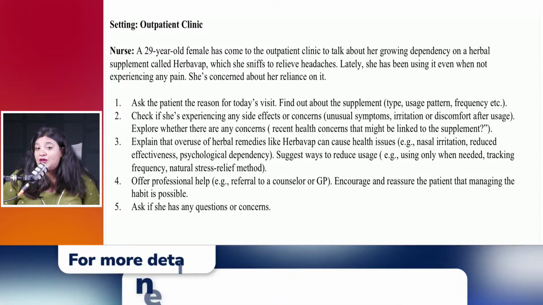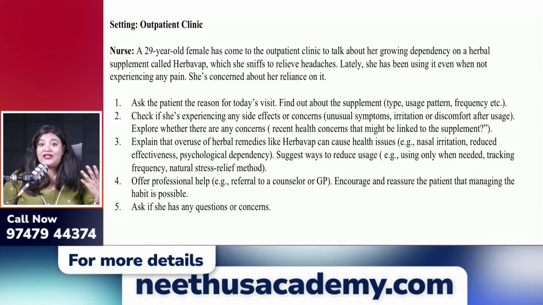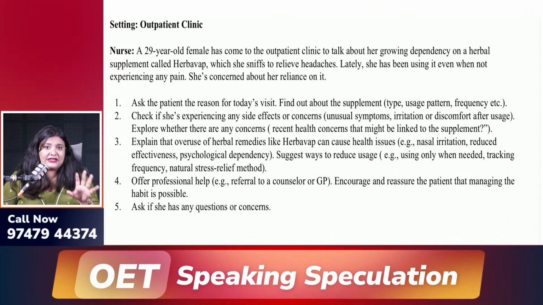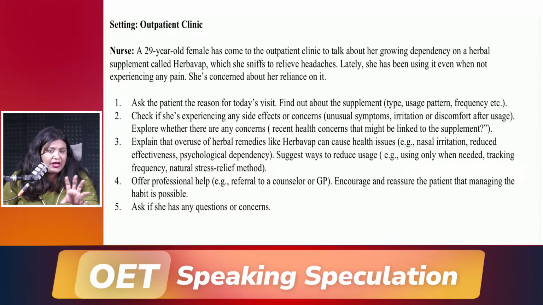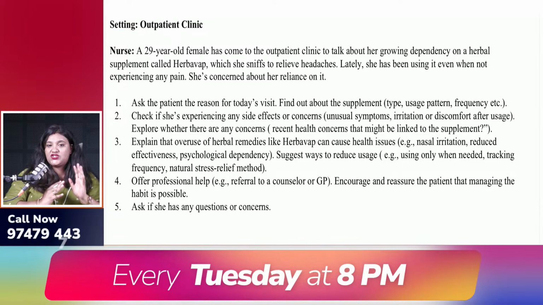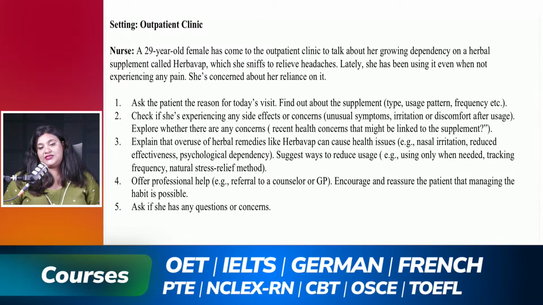We need to get the name and details of the patient. Then we need to ask why you are here. And when they tell you the reason why they're here, you have to provide assurance like, okay, I understand this is the concern you have, don't worry, etc., and you have to offer help. So this is the basic structure that we all know that we apply for the unknown case scenarios, right?